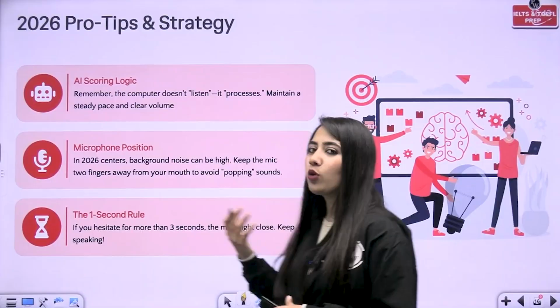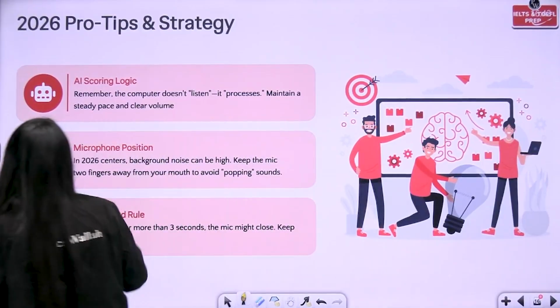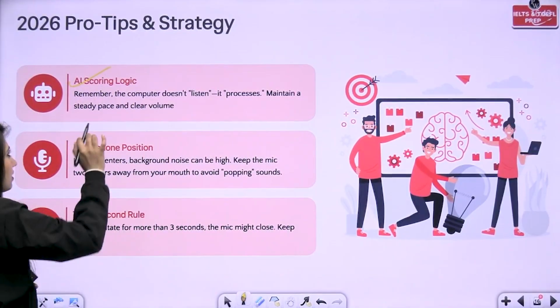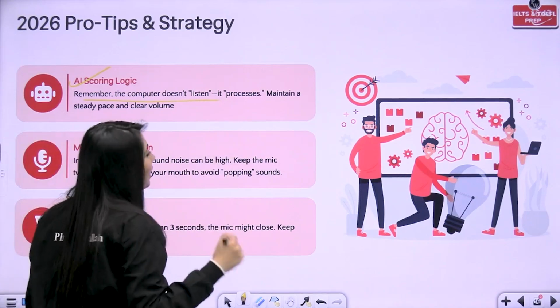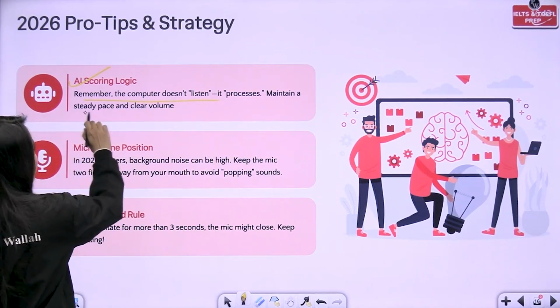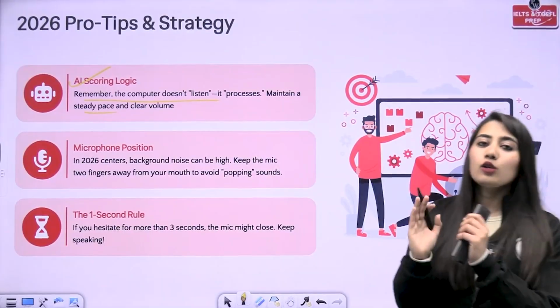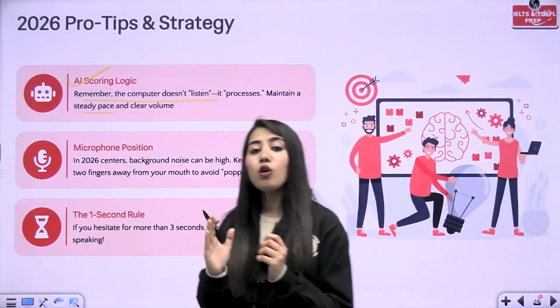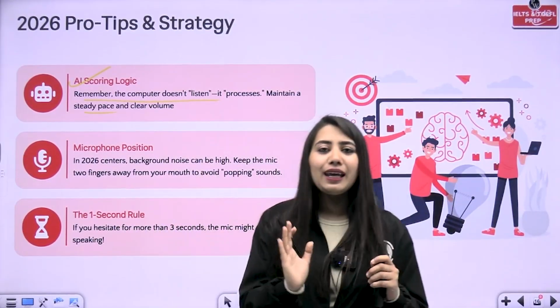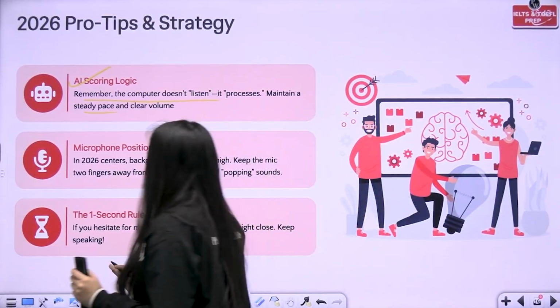Now, some pro tips and strategies from my end. AI scoring logic: remember the computer doesn't listen, it actually processes. So maintain a steady pace and clear volume. You need to work on your pace, so that you're completely audible, and your volume is also maintained. It's a balanced volume, neither too high nor too low.